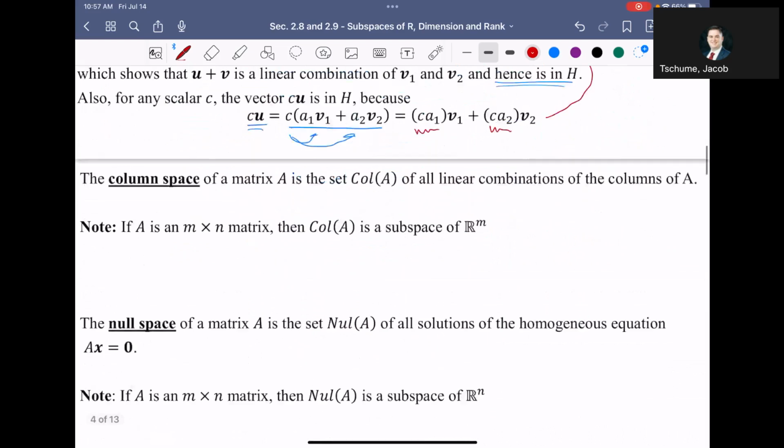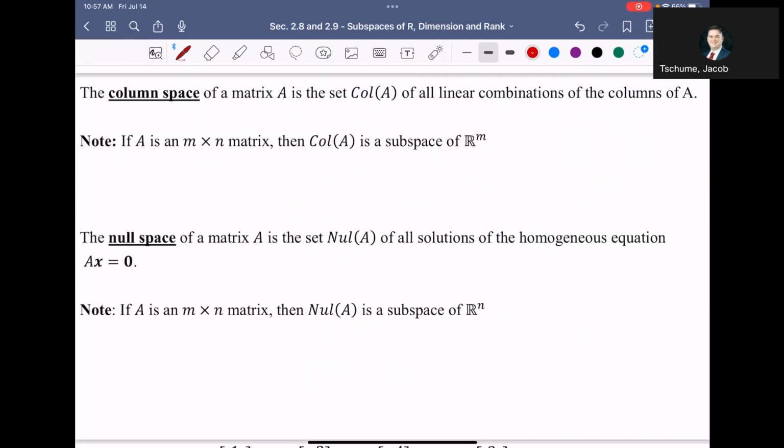Now, for this particular class, there are certain subspaces that we want to put our attention on that we can actually find applied-wise. The two that we're going to see and talk about today, the first one is called a column space. The column space of a matrix A is the set that we're going to denote from this point forward as Col A. Just know that that's what it means going forward. And what it means is that it is all the linear combinations of the columns of A.